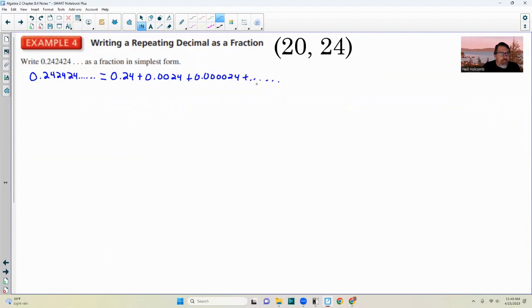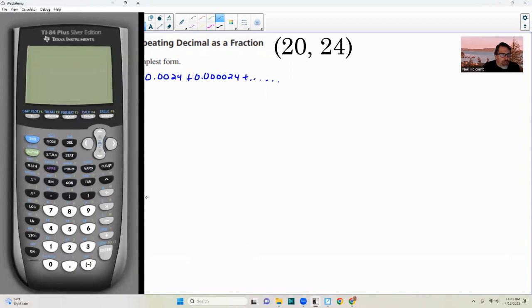Well, this is a geometric sum of a series. So we're going to take the sum of a series and it equals this repeating decimal. Well, what is that as a fraction? What's the first term? A sub 1 is 0.24. And r is the second term, 0.0024, divided by the first term, which is 0.24.